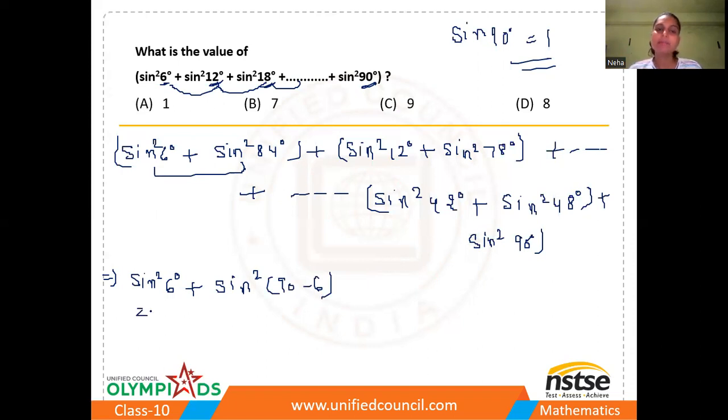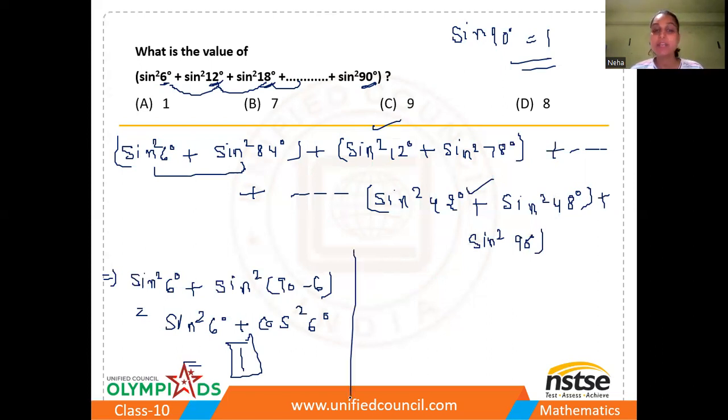So sine 90 minus theta is cos theta. Right? So I can write this as sine square 6 degree plus cos square 6 degree. Now we know that sine square theta plus cos square theta is equal to 1. So this is equal to 1. Similarly, this pair is equal to 1, this pair is equal to 1. That means all pairs will be equal to 1.